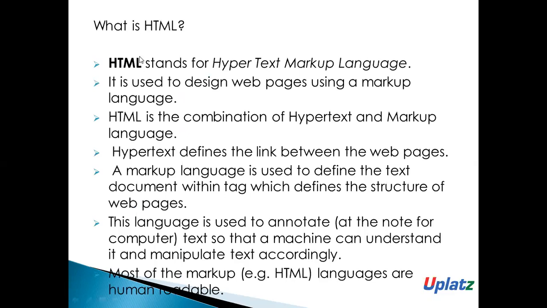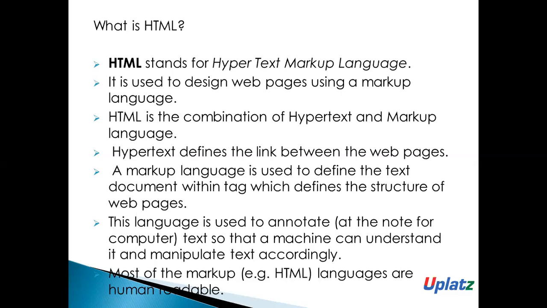So what is HTML? HTML basically stands for Hypertext Markup Language. It is used to design web pages using a markup language. It is a combination of both hypertext and markup language. So what does hypertext mean? It defines the link between the web pages, and markup language is used to define the text document which defines the structure of each web page. So this is the difference between hypertext and markup language. HTML is a combination of both.